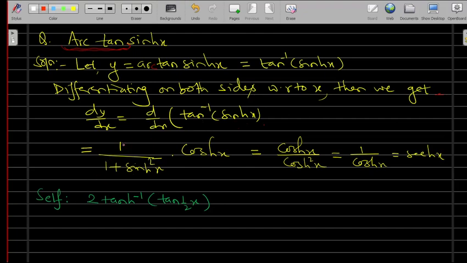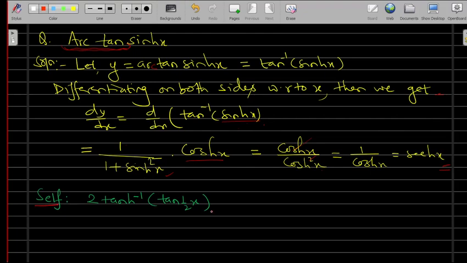That's why it becomes 1 over 1 plus hyperbolic sine square x times the derivative of sine hyperbolic x, that is cos hyperbolic x, and 1 plus hyperbolic sine square x is hyperbolic cos square x, and this part gives 1 by cos hyperbolic x, that is sec hyperbolic x. That's why the derivative of tan inverse sine hyperbolic x is sec hyperbolic x.